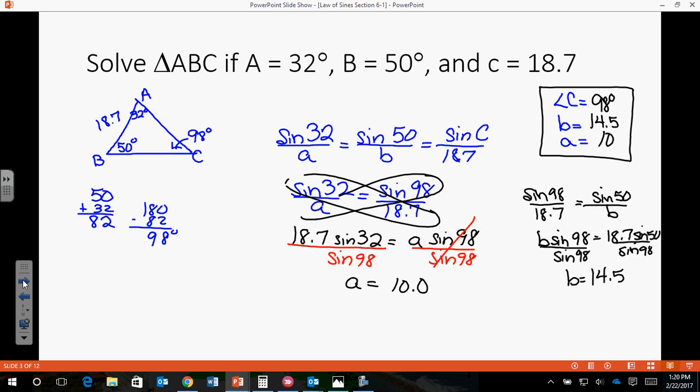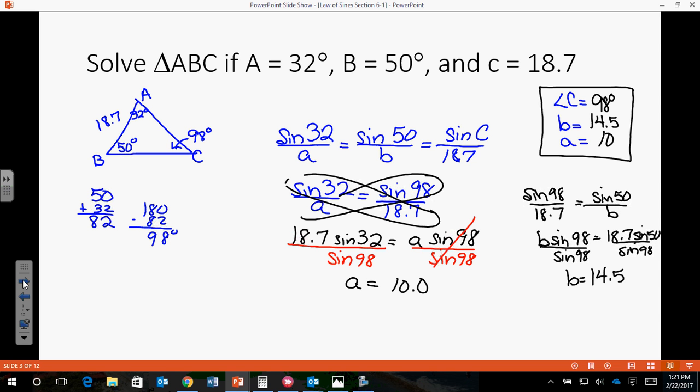Make sense? Okay. What if we had sides, but we didn't have the angle measure, and we're trying to find angle C, or angle B, or angle A? The inverse sine, exactly. Okay, so you may have to use your inverse sine button to get the angle back. All right, questions on this one?